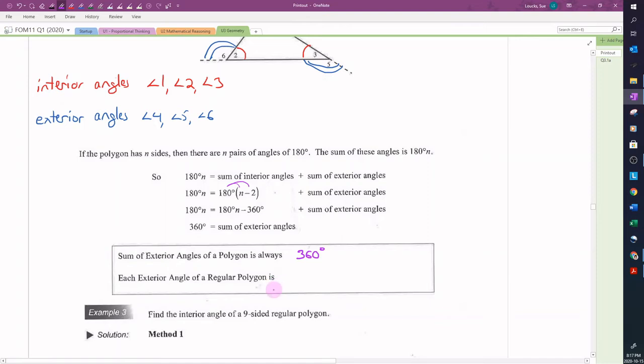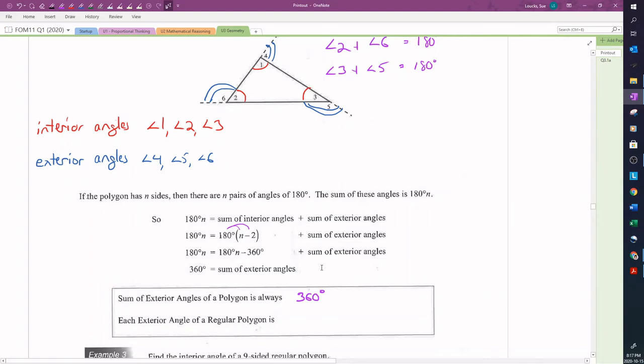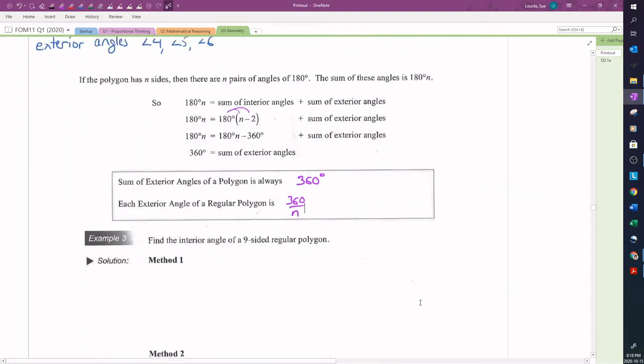And each exterior angle of a regular polygon, let's just come up here and look at this. If this is a regular polygon, the exterior angles are all the same, right? So you would take the 360 and you would divide it by 3. So it's 360 divided by n. So if it's a four-sided polygon, you divide it by 4. Five-sided, you divide it by 5. So let's look at some examples for this.